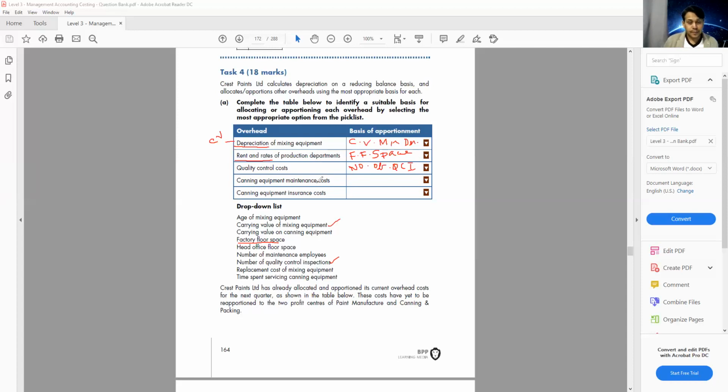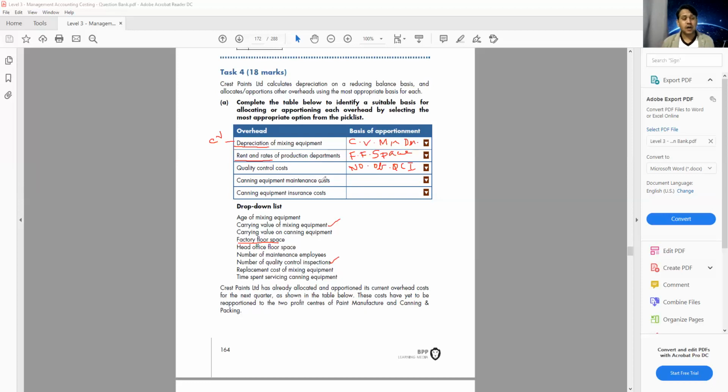Canning equipment maintenance cost. Maintenance means service, isn't it? So how much is the maintenance cost? How are you going to apportion it? We're going to see how much time you spend to maintain this. How long it takes. For example, for maintaining it, it takes 1 hour, 2 hours, 5 hours. It is 5 hours divided by 500 hours.